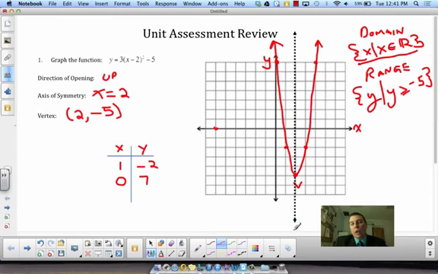Now I got to talk about where is this function increasing, where is it decreasing. So as I come from left to right, what happens? Well, here I am at, what's that value? 7. Then I drop down to -2. Then I drop down to a -5. So that means I'm decreasing the whole time.